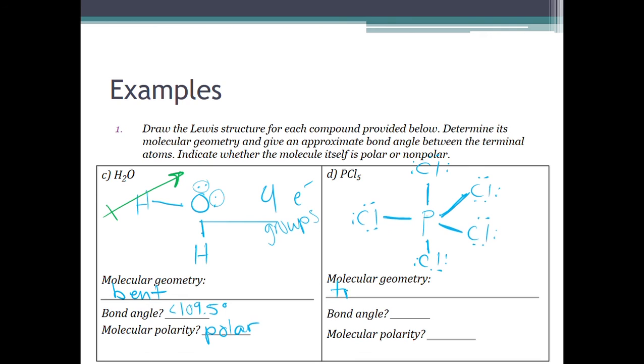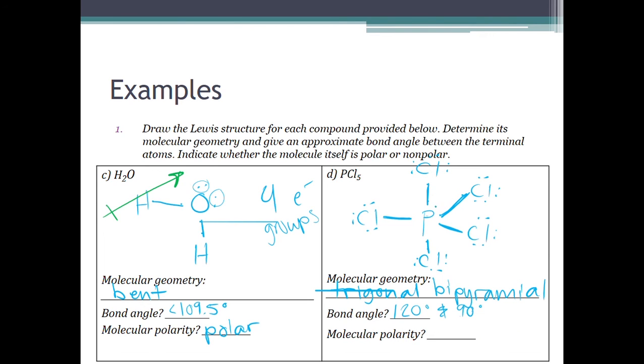trigonal bipyramidal. Remembering that it makes those 2 pyramids, one on top, one on bottom. So for trigonal bipyramidal molecules, this is where you have 2 bond angles. Our equatorial atoms have an angle of 120 degrees, and our axial atoms have an angle of 90. So we have both bond angles represented here.